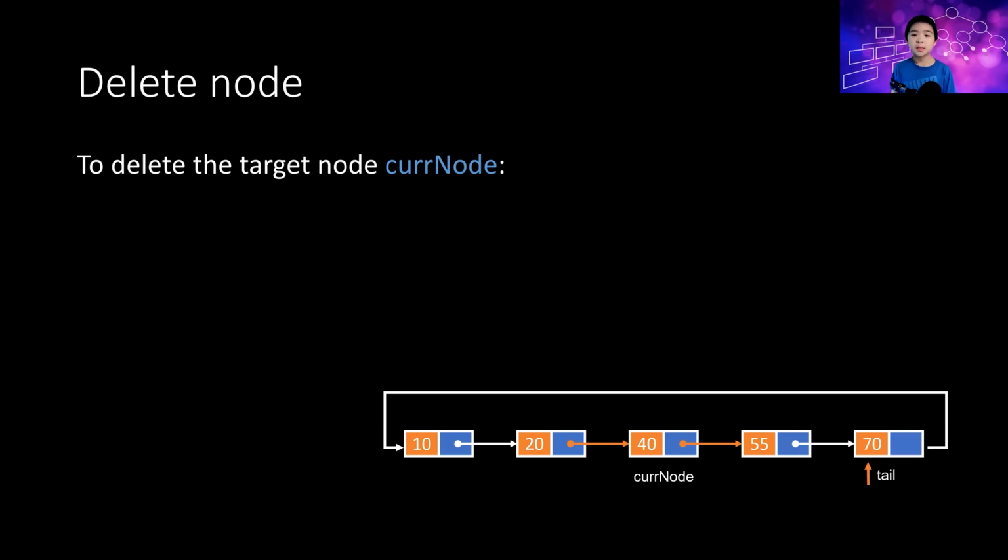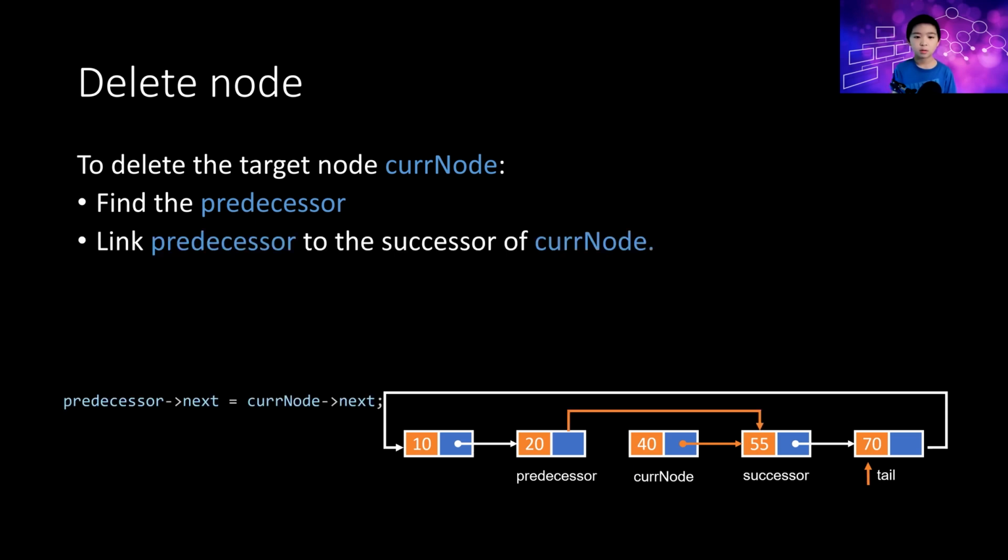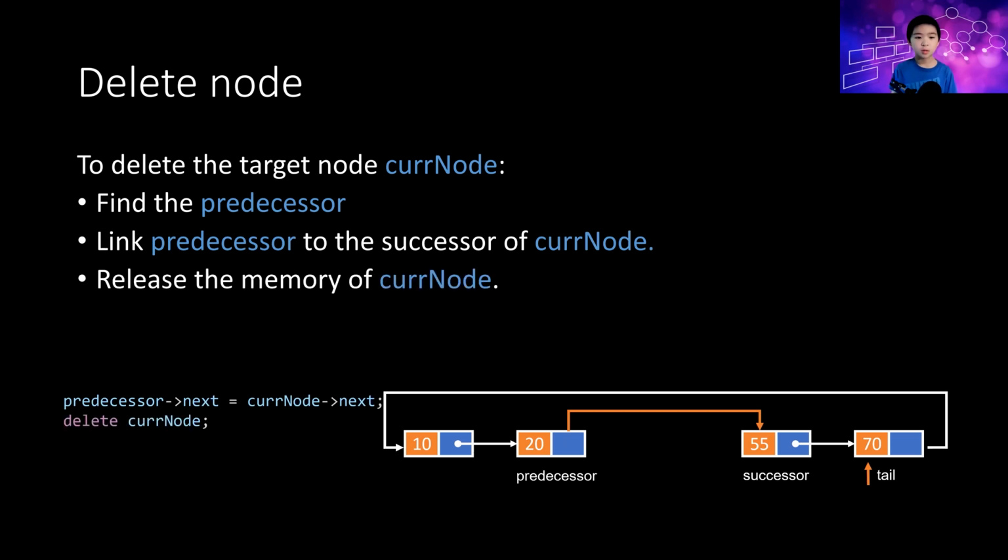Now, let's try to delete a node from the middle of the list. First, we find the predecessor. Second, we connect the predecessor to the successor of the current node. Third, we destroy the current node. Last of all, we update the tail if necessary. This results in the current node being deleted from the middle of the list.